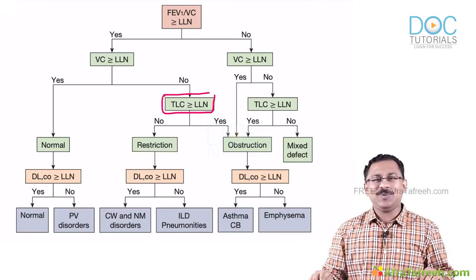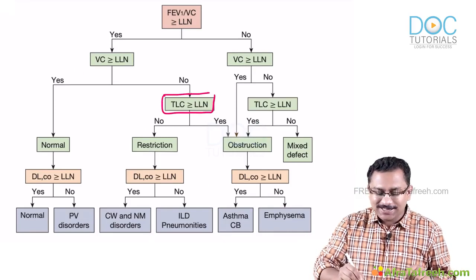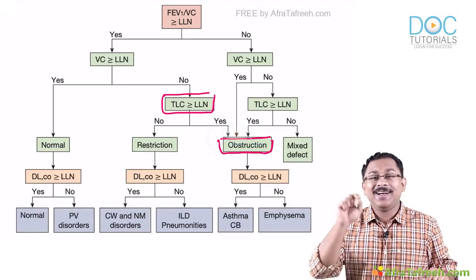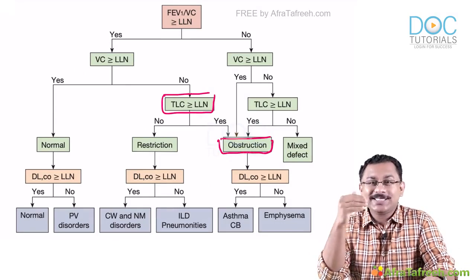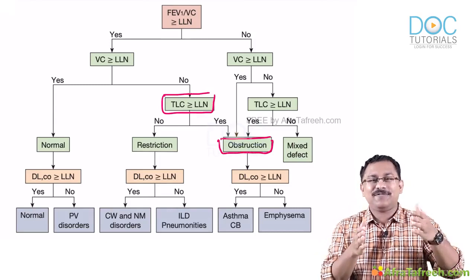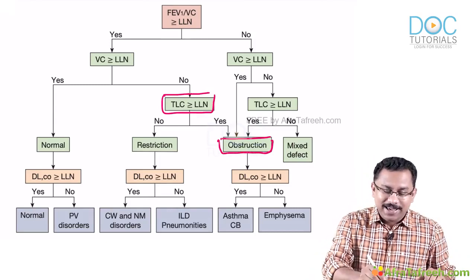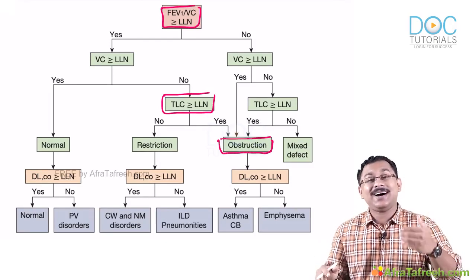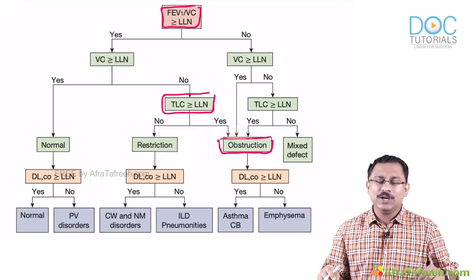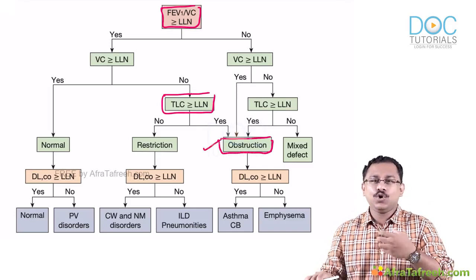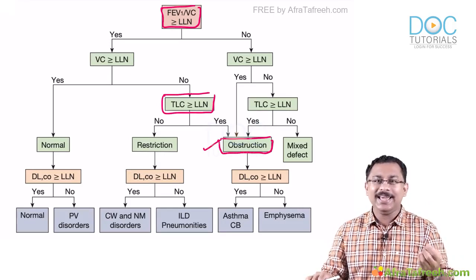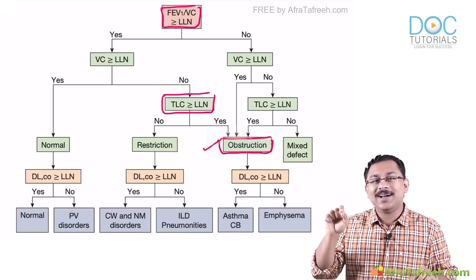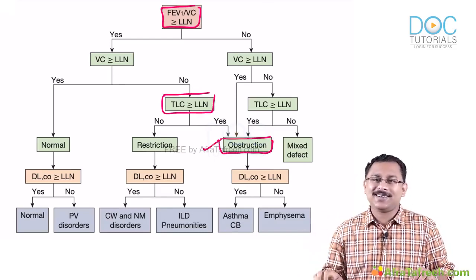Now, what if the total lung capacity that you have measured is either normal or above the lower limit of normal? In such a scenario, you should consider the possibility of an early obstructive lung disease. This is in spite of the fact that in this part of the flowchart, the FEV1 to FVC ratio was either normal or increased. That can actually happen in an early part of an obstructive lung disease. So when you find that the total lung capacity is either normal or high, this is not going to be a restrictive lung disease. This is going to be an early or evolving obstructive lung disease.